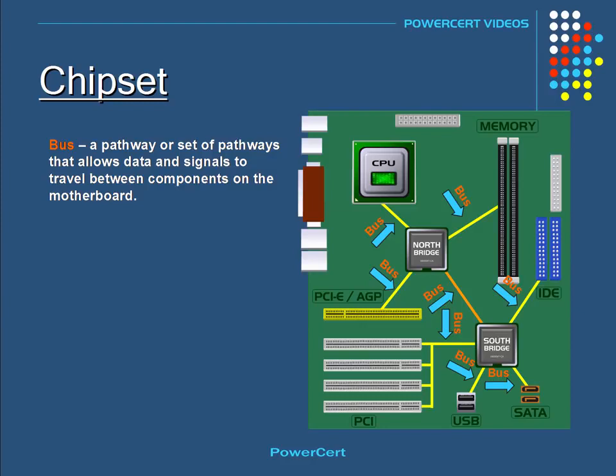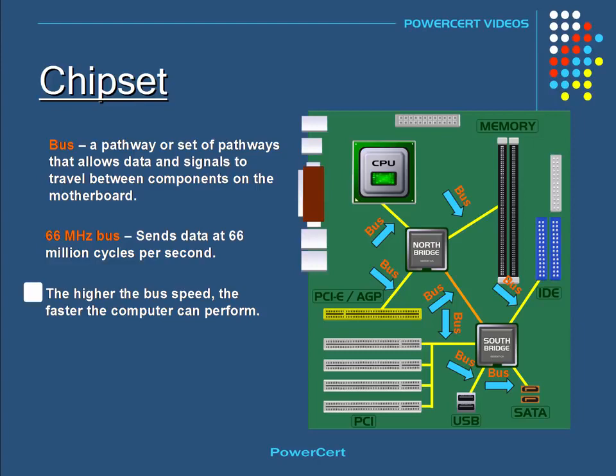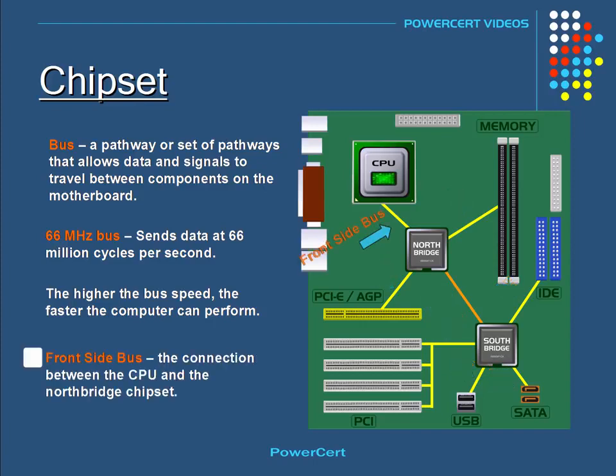So for example, if a bus speed is said to operate at 66 MHz, then that means that that particular bus can send data at 66 million cycles per second. The higher the bus speed, the faster the computer can send data, which improves the performance of the computer. A motherboard's bus speed generally refers to the speed of the front side bus. The front side bus is a connection between the CPU and the North Bridge chipset.